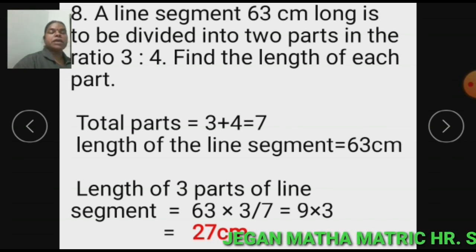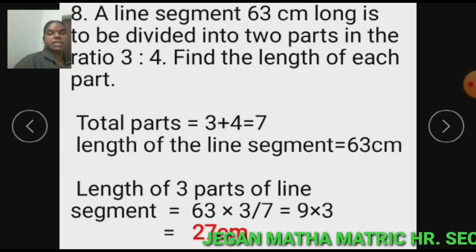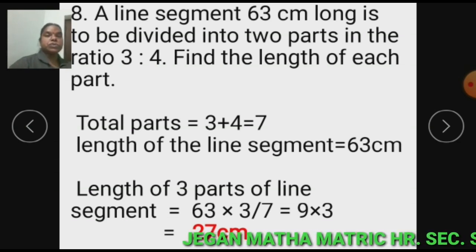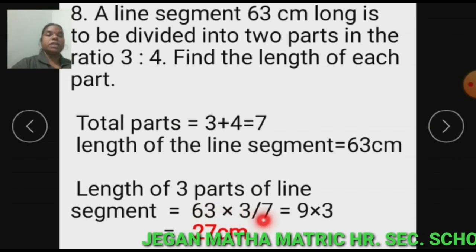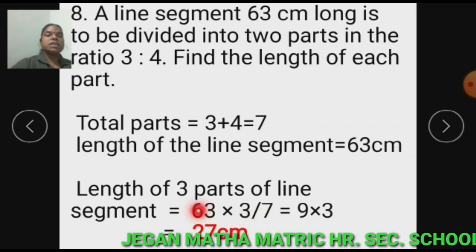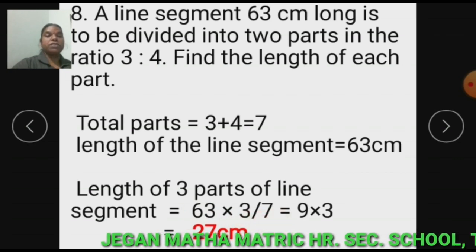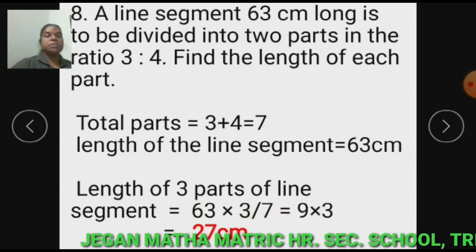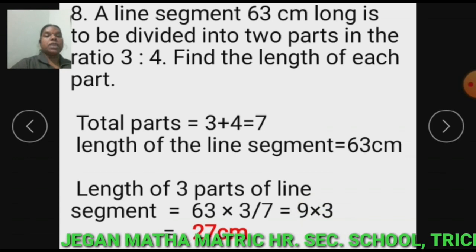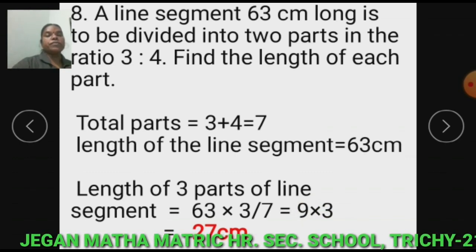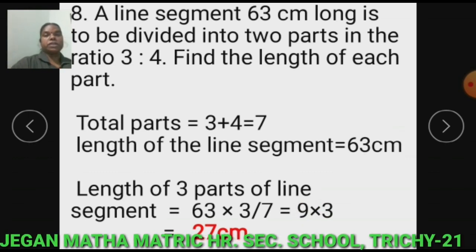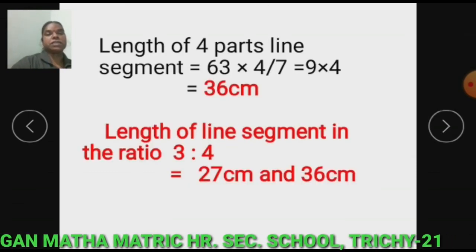First we find the length of 3 parts of line segment equal to 63 into 3 divided by 7. 63 is divided by 7, we get 9. 9 is multiplied by 3, we get 27 centimeter. So, length of 3 parts of line segment equal to 27 centimeter.